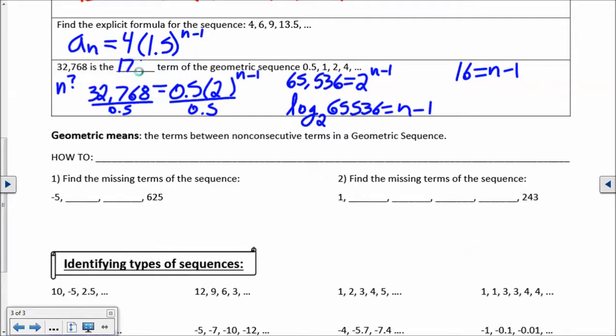I'm going to write this out. Log of 65536, divide by log of 2, and then we add 1. That one isn't that bad. It's stuff you guys already know how to do. Then we have to add 1, that's why I wrote 17.